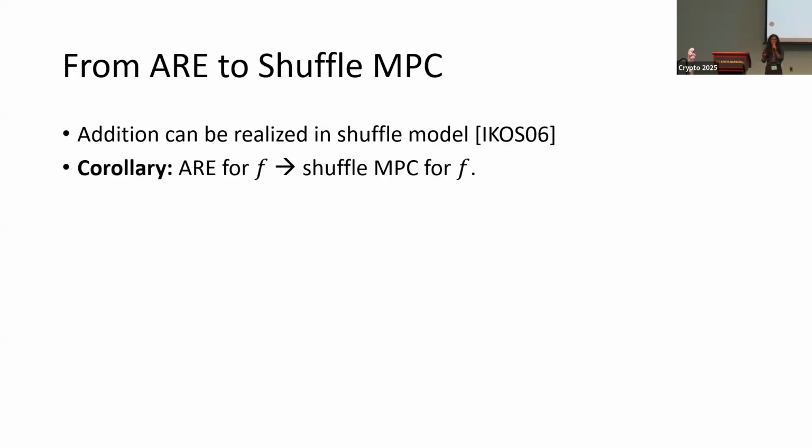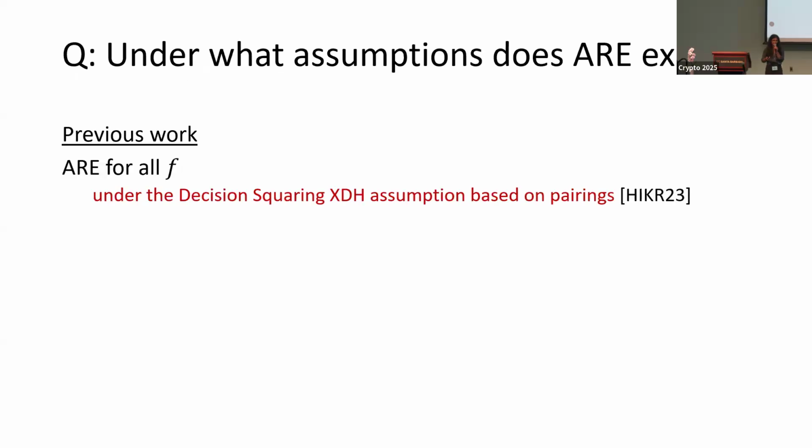Okay, so that reduces our question from before of under what assumptions does shuffle MPC exist to under what assumptions do additive randomized encodings exist. Previously, in HIKR, they constructed ARE for all functions f under the decisional squaring XDH assumption, which is based on pairings.